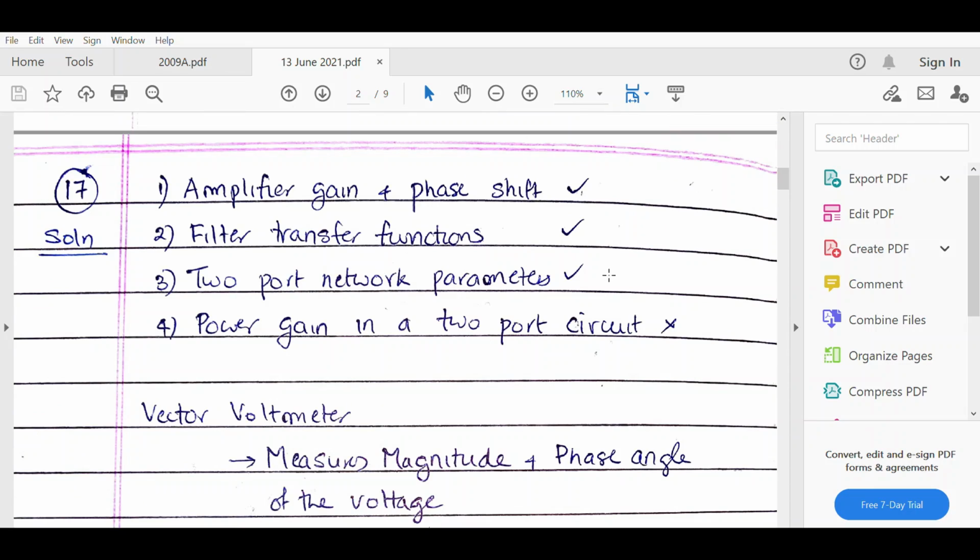So the third option is also correct. The first 2 are already correct, as we have already seen. Now the fourth option is power gain in a 2-port circuit. This cannot be measured using a vector voltmeter, so that one would not be applicable.